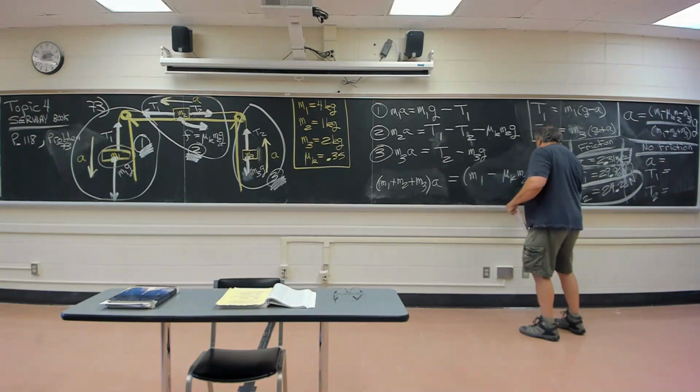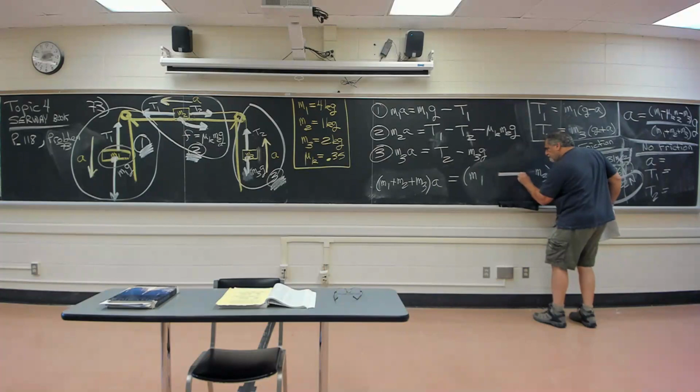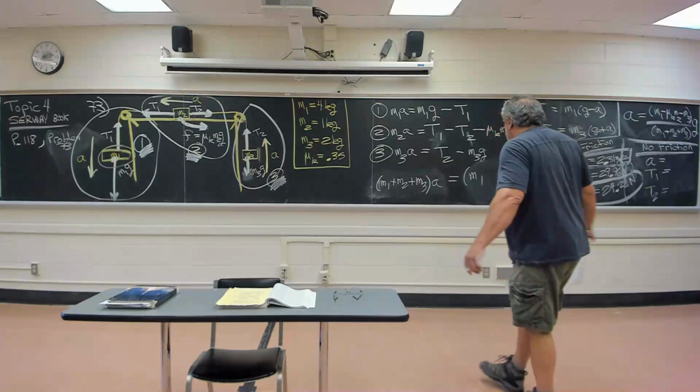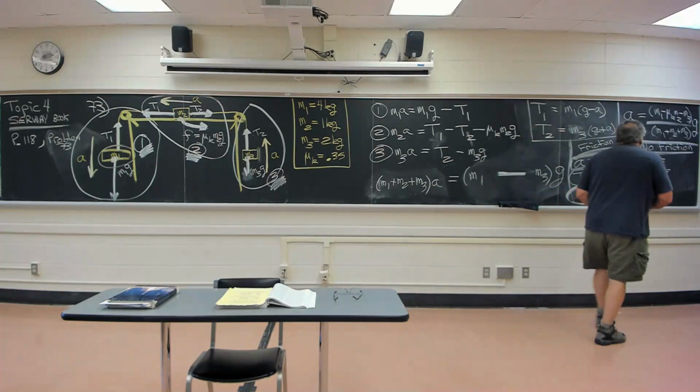But in this case, it's just those guys left over. There's no frictional force stopping you. So if you divide by M1, M2, M3, and that's kind of what we're talking about. You get up here.